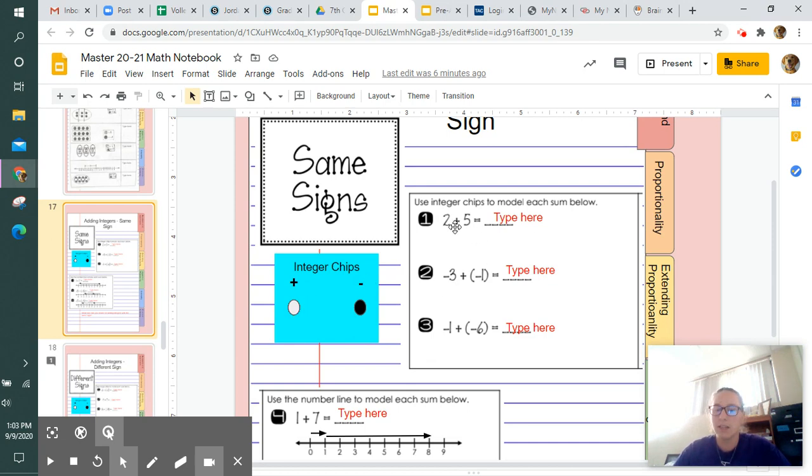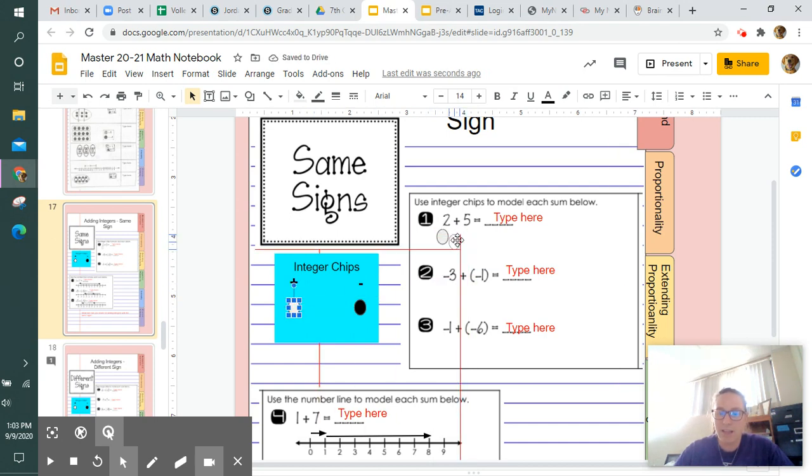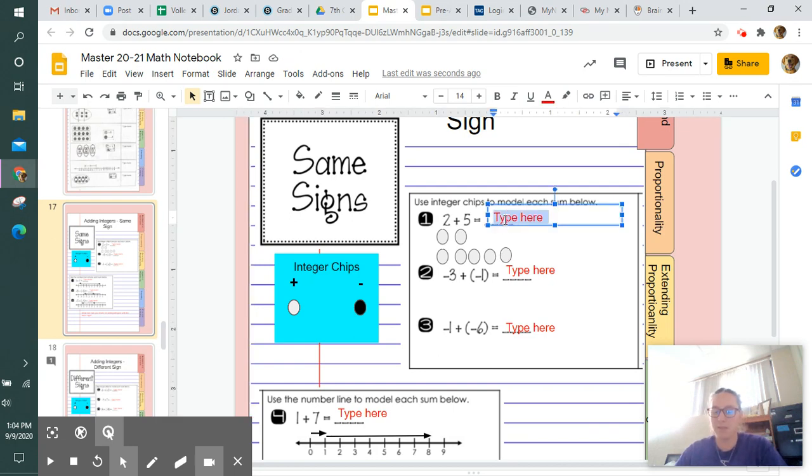So what we're going to do is take the first number. The first number is 2, so we take 2 that are positive, because it's positive 2. Then our second number that we're adding to it is positive 5, so just below that, I'm going to put 5 that are positive. So 2, 3, 4, and 5. Then I can see that all together I have 7 of these integer chips, and they're all positives. So my answer is positive 7.